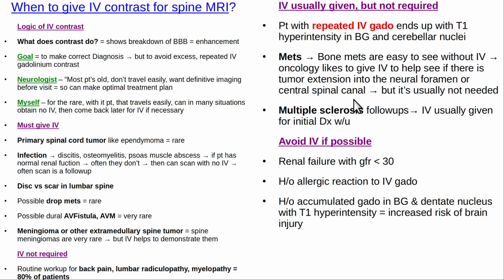On the other hand, if the patient's debilitated, you can get the scan without IV and you'll get a good scan. Also, a very common situation is the patient's old, they're debilitated, they're having a lot of back pain, and there's a big downside of imaging with IV, and let me explain. It makes the scan take a lot longer.